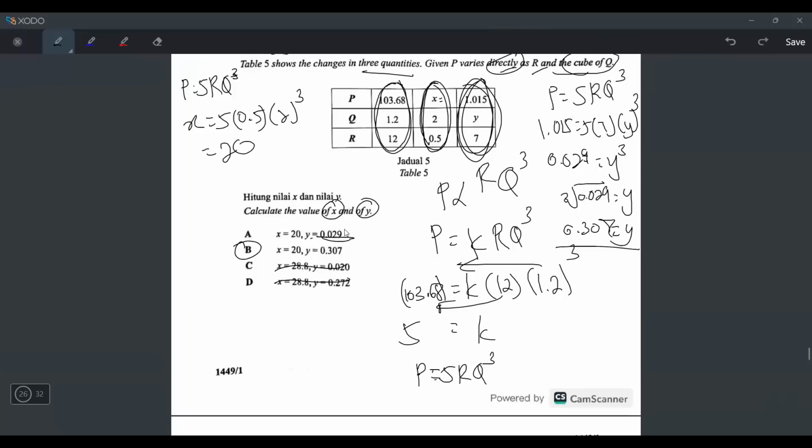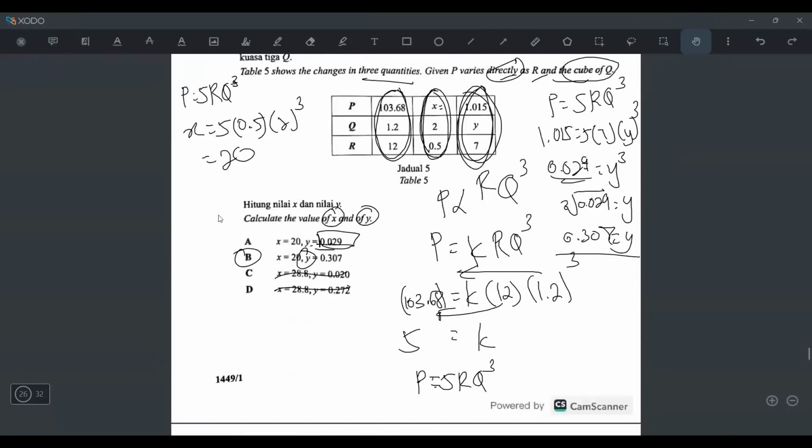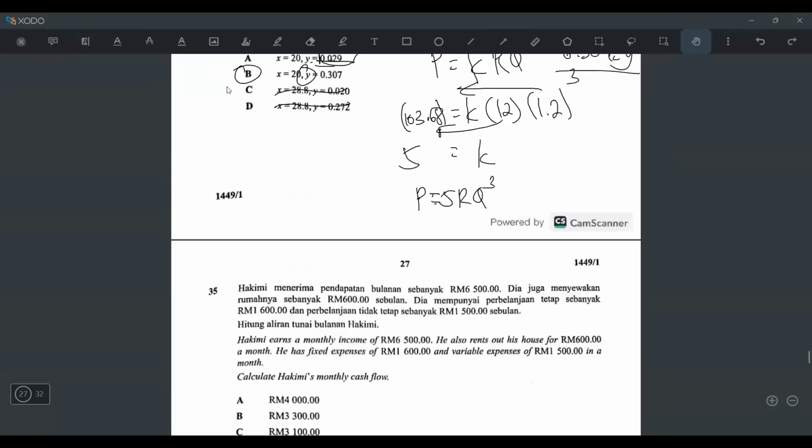Why not A? Because the A, they never square root it. The 0.029, you have to cube root it, not square root, cube root. So remember, you want to find Y, that's why you have to do it like this. Okay. Actually, it's very easy. You just remember the step, you can do it.